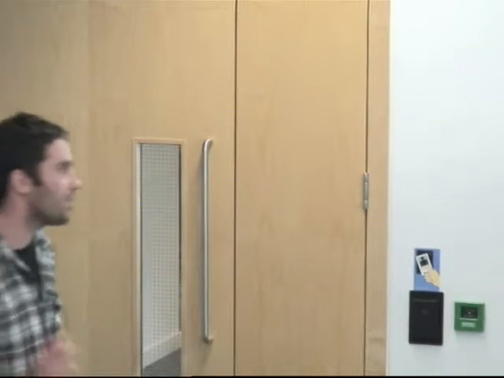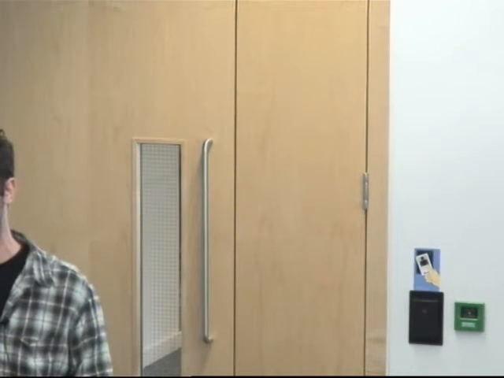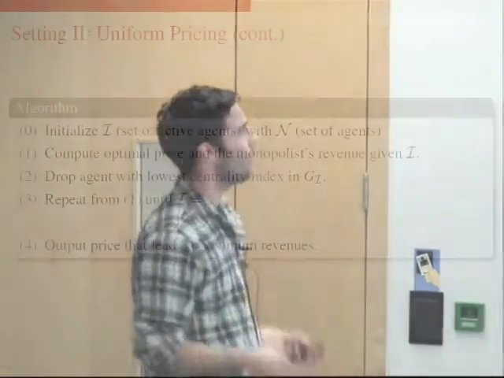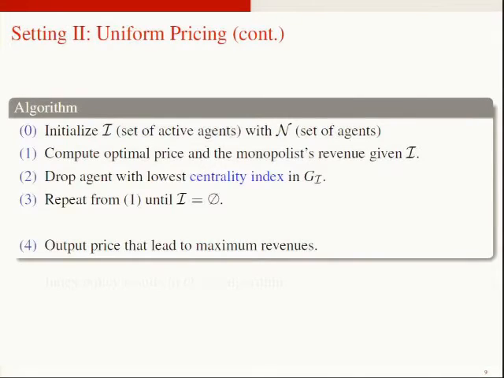Okay, so this kind of suggests a naive algorithm for solving the problem. Take all possible subsets, compute the optimal prices for each such subset, and finally choose the price that maximizes your revenue. Okay, but we can do better. We can come up with a greedy algorithm that exploits the so-called centrality index of the agents and do the same thing in polynomial time.